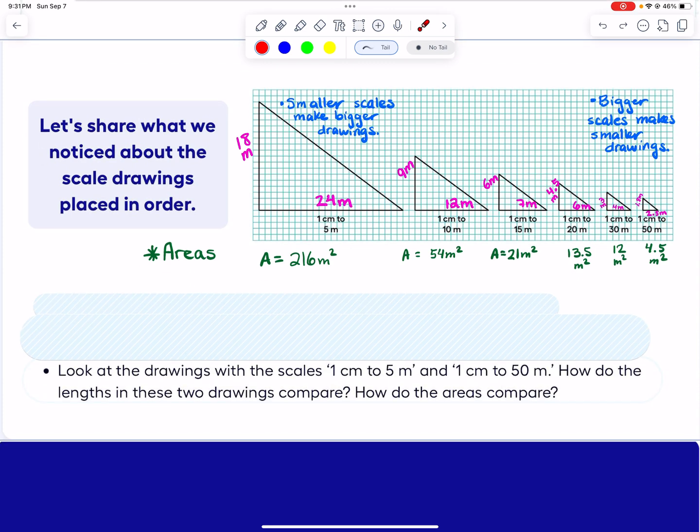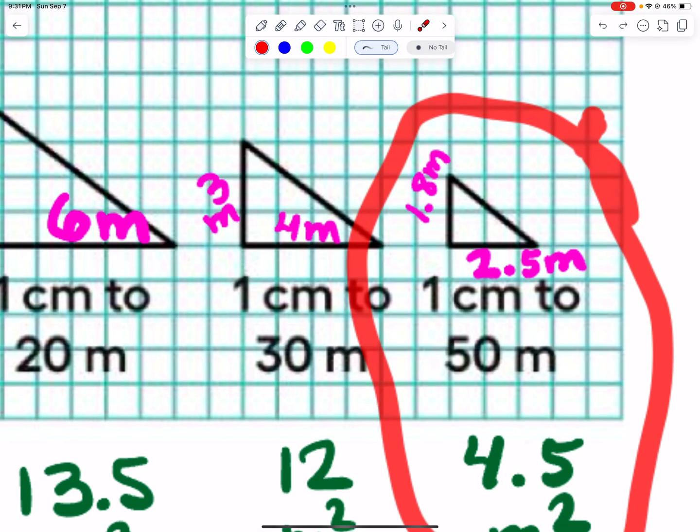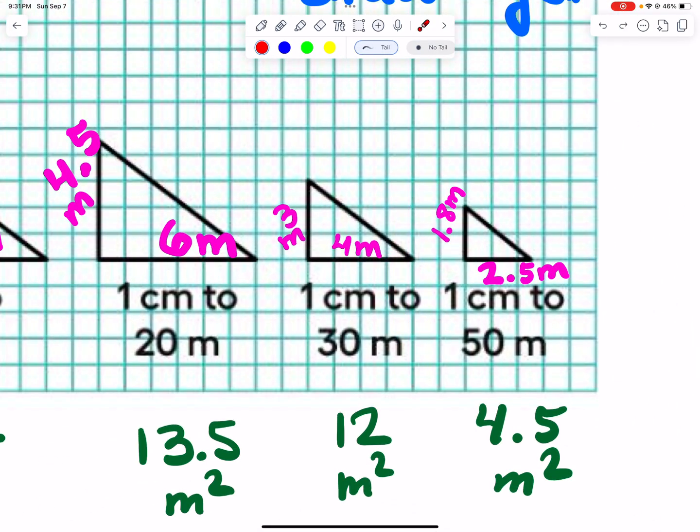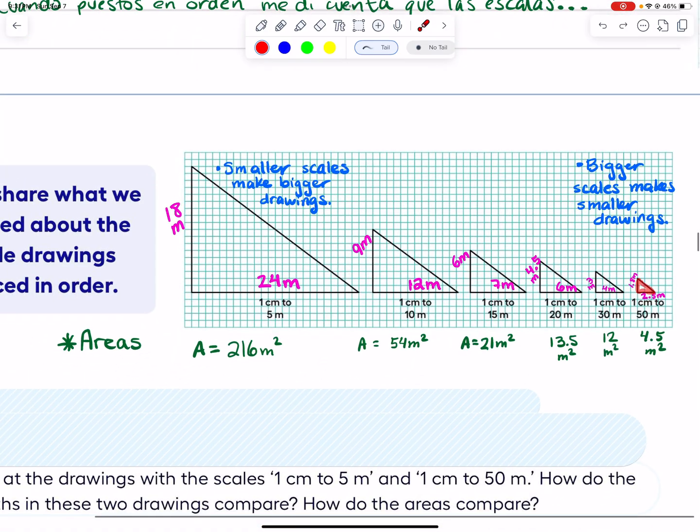And the same thing, this is the biggest triangle, and the 1 to 50 centimeter scale, that's the smallest triangle. And you can see, let me zoom in all the way. It's 1.8 and 2.5 meters. It's so small, and the area is so small. Let's see.